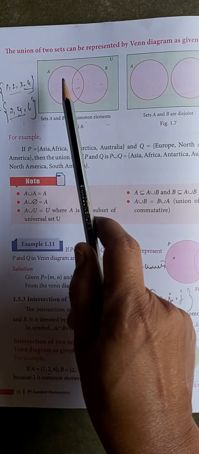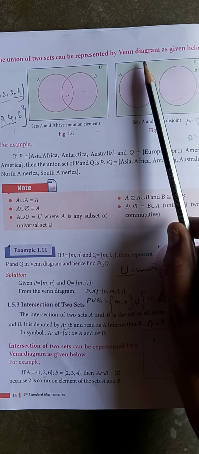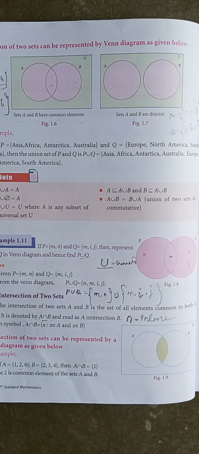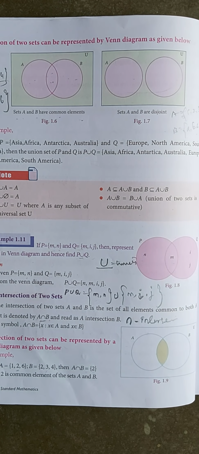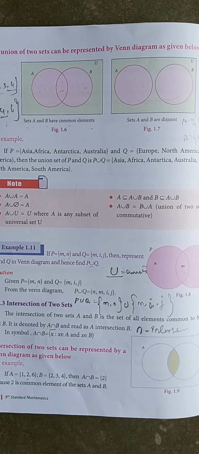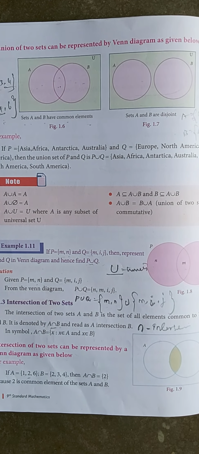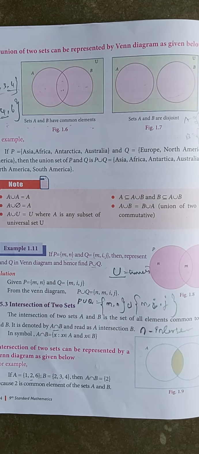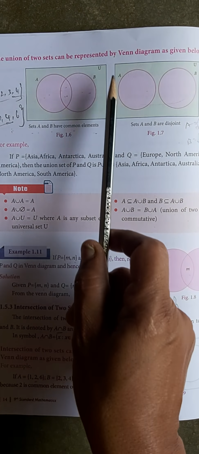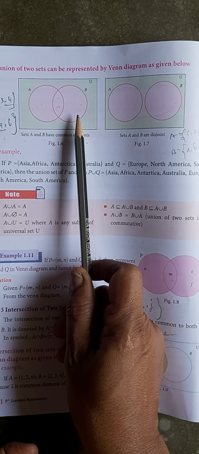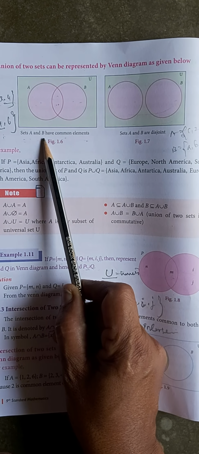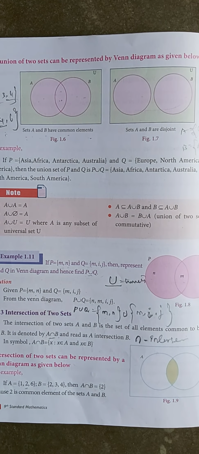The union of two sets can be represented by a Venn diagram as given below. How to draw the Venn diagram of the union of two sets? Two sets means two circles, A and B, inside one rectangular box. Here the given sets A and B have common elements.